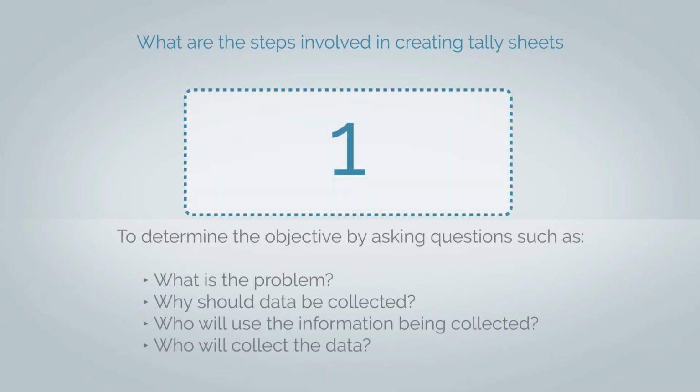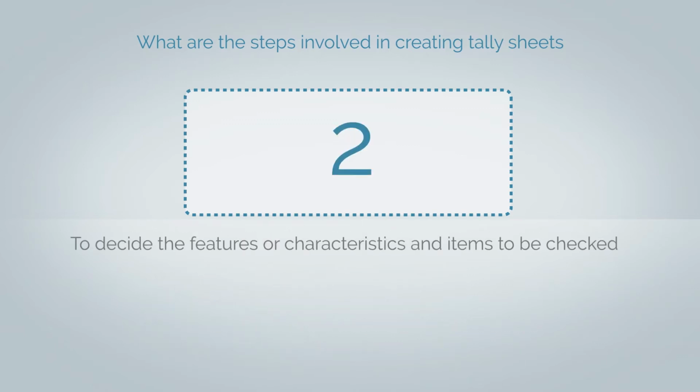What are the steps involved in creating tally sheets? Step 1. The first step would be to determine the objective by asking questions, such as: what is the problem? Why should data be collected? Who will use the information being collected? Who will collect the data? Step 2. The second step would be to decide the features, or characteristics, and items to be checked.